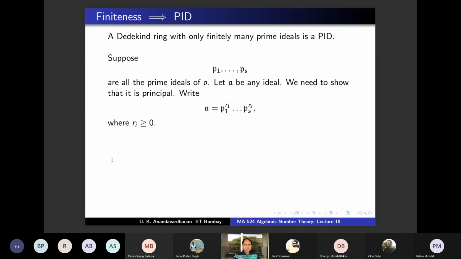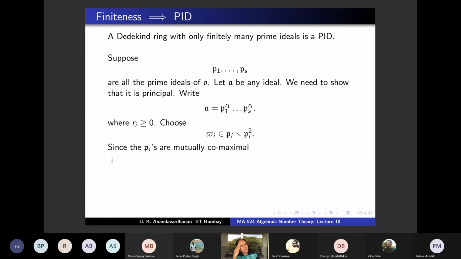Now the proof uses the Chinese remainder theorem. So what we are going to do is, first of all, take elements which belong to the prime ideal Pi but not in its square. So take an element from Pi minus Pi square, and the Pi are mutually comaximal, right?